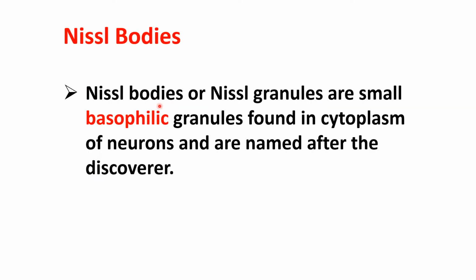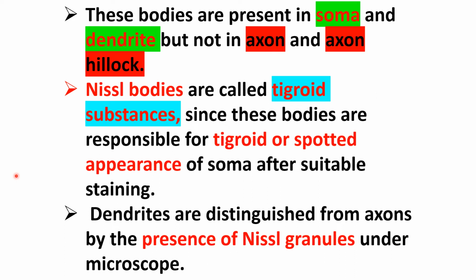Now about the Nissl body. Nissl bodies, or Nissl granules, are small basophilic granules found in the cytoplasm of the neuron, and they are named after their discoverer. Nissl bodies are present in the soma and dendrites but not in the axon and axon hillock. They are also known as tigroid substance, since these bodies are responsible for the tigroid or spotted appearance of the soma after suitable staining. So dendrites are distinguished from axons by the presence of Nissl granules under the microscope.